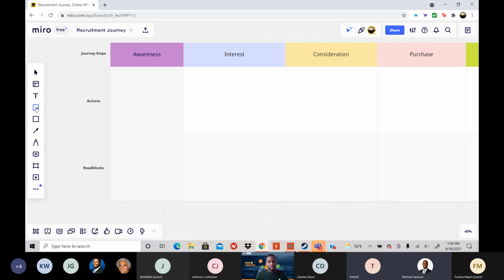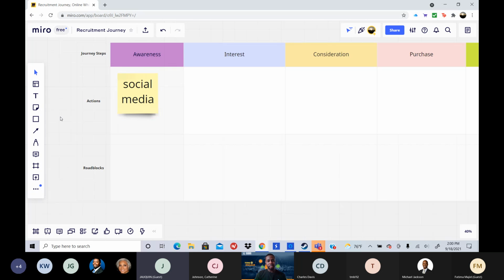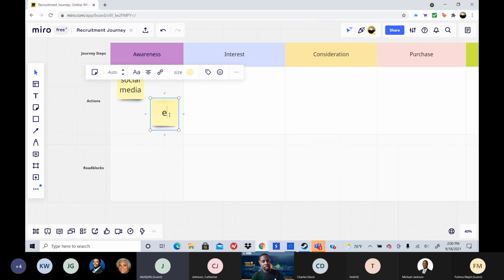I think this is the social media aspect. Yeah, I was going to say the same thing, social media posts. Okay. Anything else? Well, I would also say getting your ERGs, employee resource groups, involved, or sharing over there professionally? Okay.